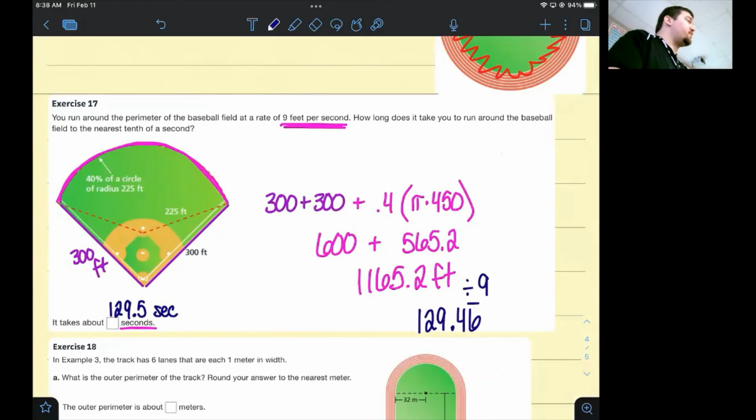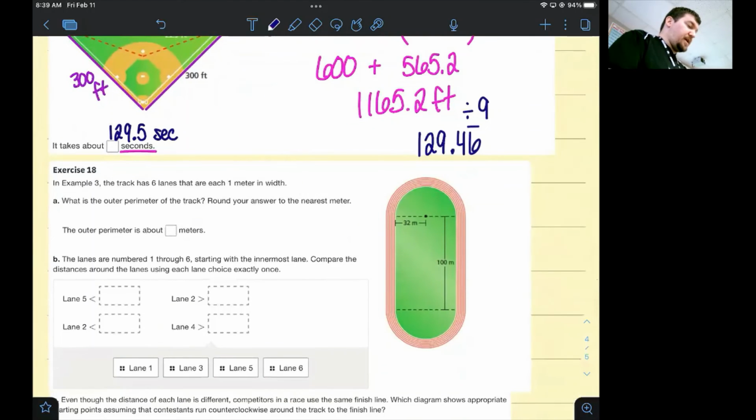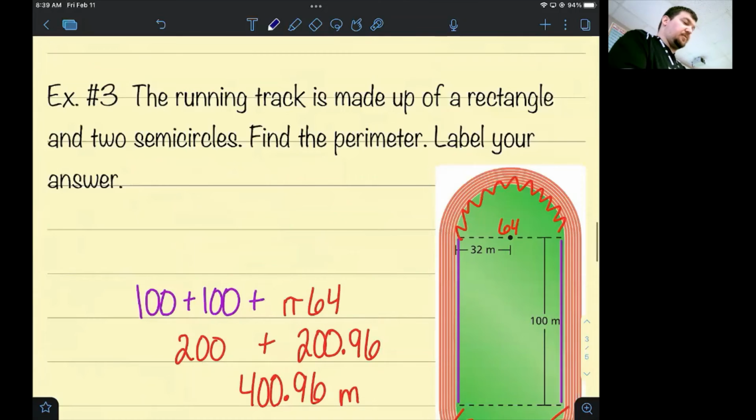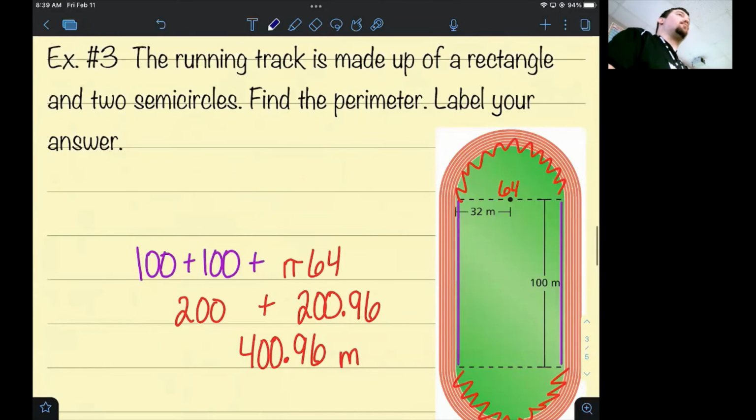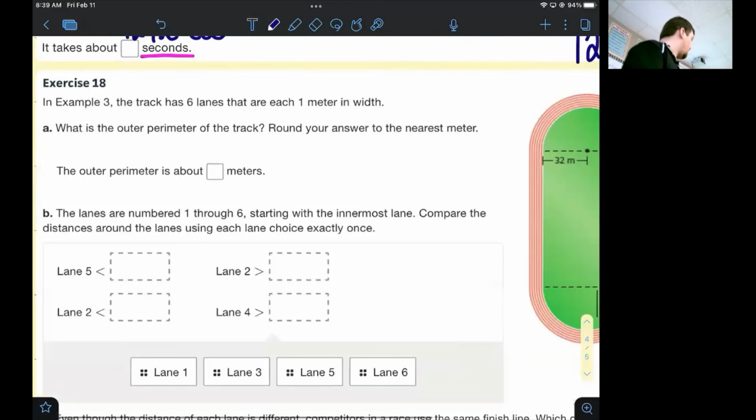Okay, let's move on to number 18. Number 18 says in example 3, that was this one here, we found out that the perimeter of the inside of the track was 400.96 meters. But in number 18, they want us to find out what the outer perimeter of the track is.